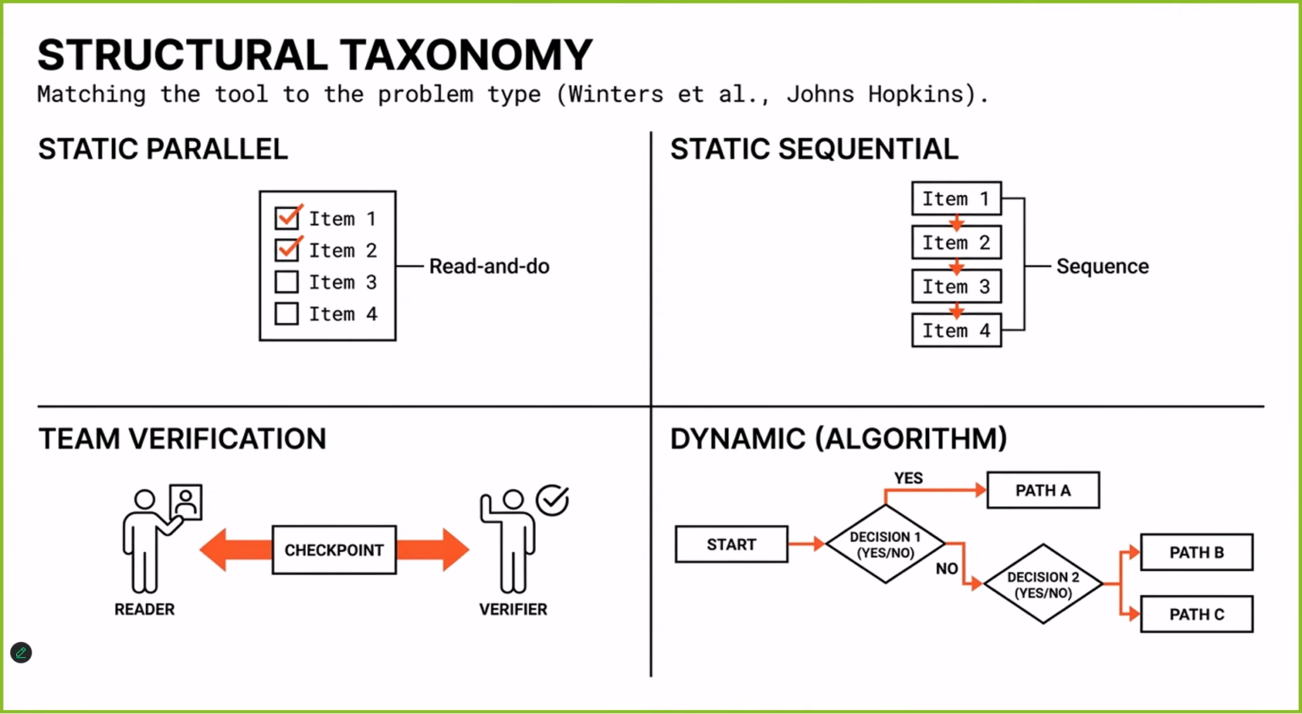The taxonomy of these playbooks is that we can have static parallel, which means that it's the read and do, right? The individual going through the checklist. We can have team verification, which again means that now someone else with a challenge response is reading the checklist and we're following it. They can be static sequential, which just says do this, then do that, then do the other, or they can be a dynamic algorithm. So the static sequential is more like the flow chart. The dynamic algorithm is more like the decision tree.